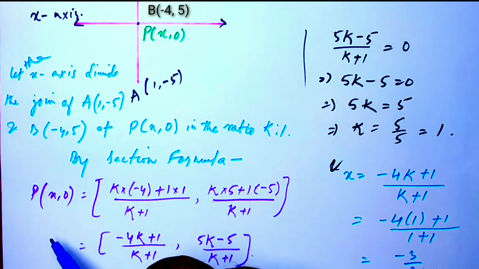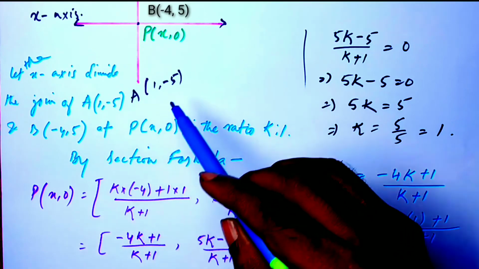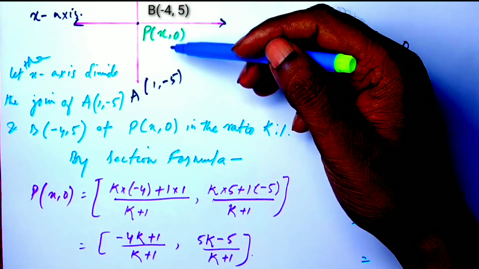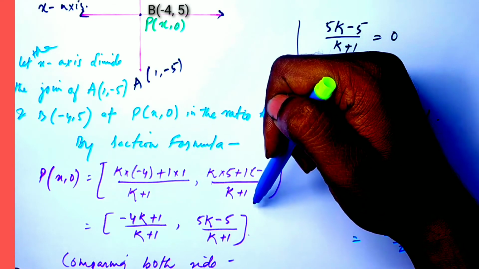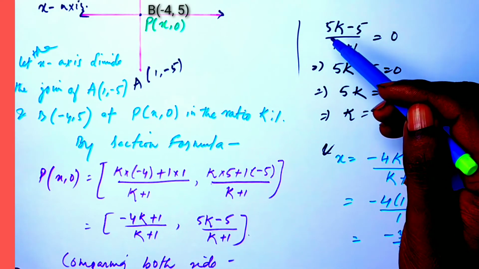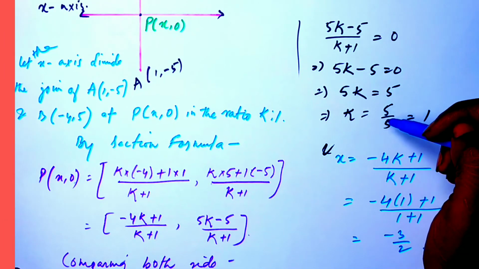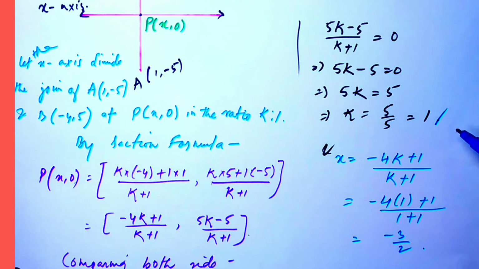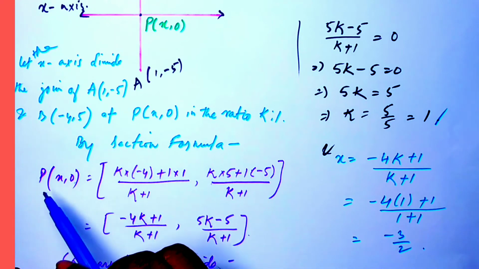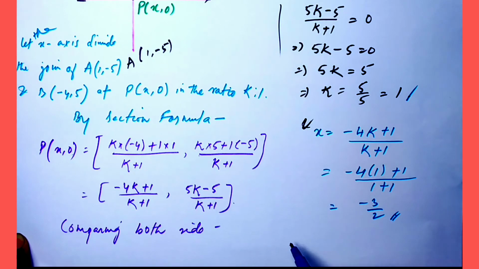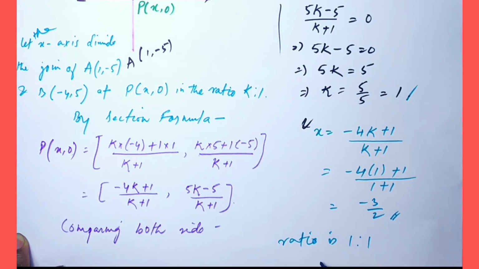So by section formula, we find P(x, 0) as k into minus 4 plus 1 into 1 divided by k plus 1, and k into 5 plus 1 into minus 5 divided by k plus 1. So we get this value. Comparing both sides, we find this 0 value first: 5k minus 5 by k plus 1, where we get k is 1. So we put the value of k as 1 in x equal to minus 4k plus 1 by k plus 1, and we get minus 3 by 2. Thus, the required ratio is 1 is to 1, and the point is (minus 3 by 2, 0). This is our answer.